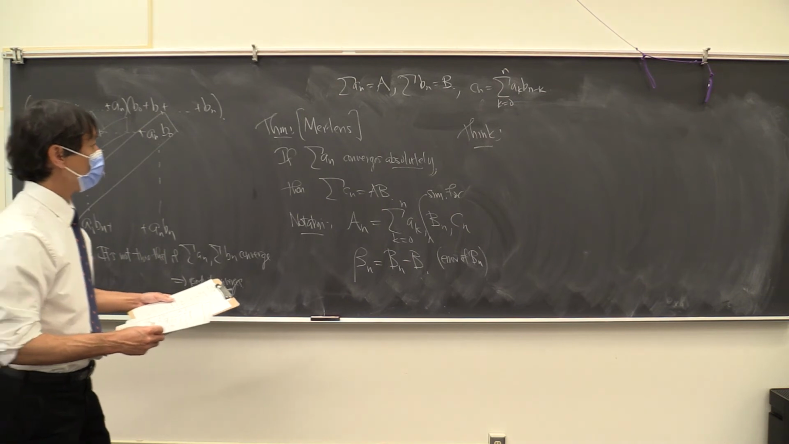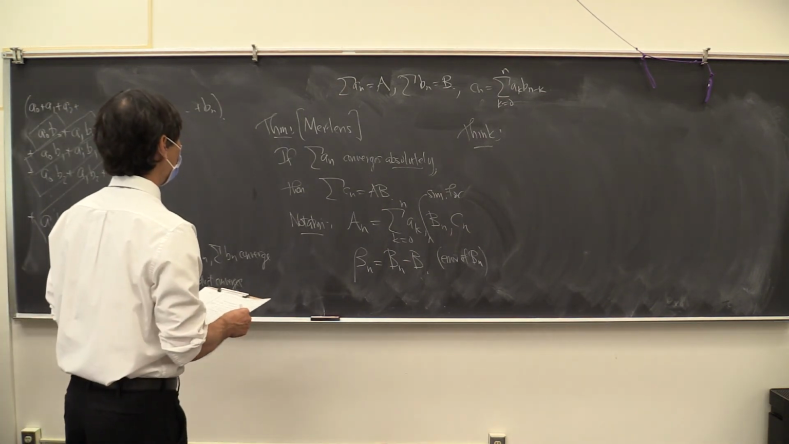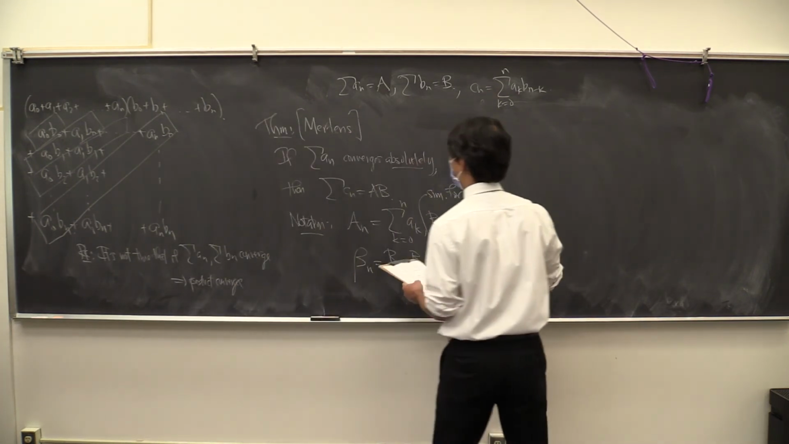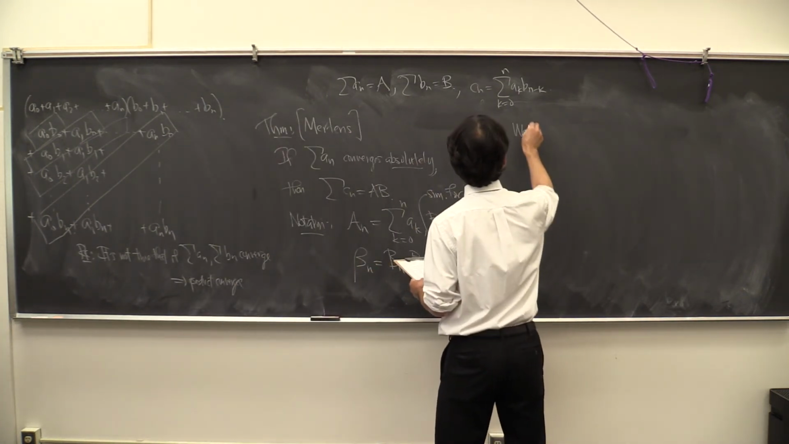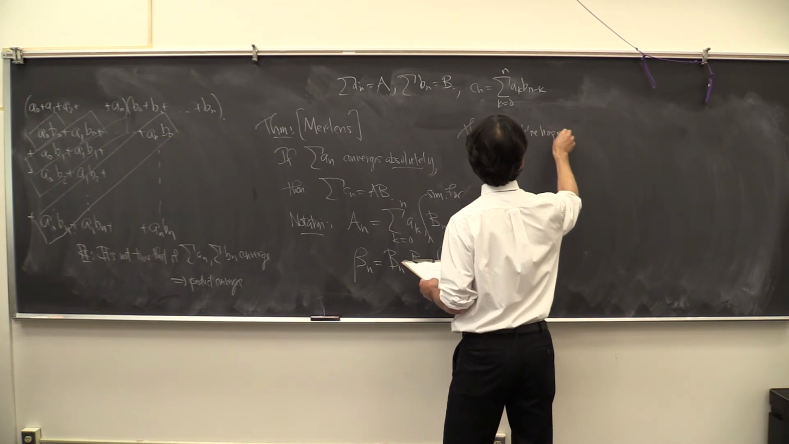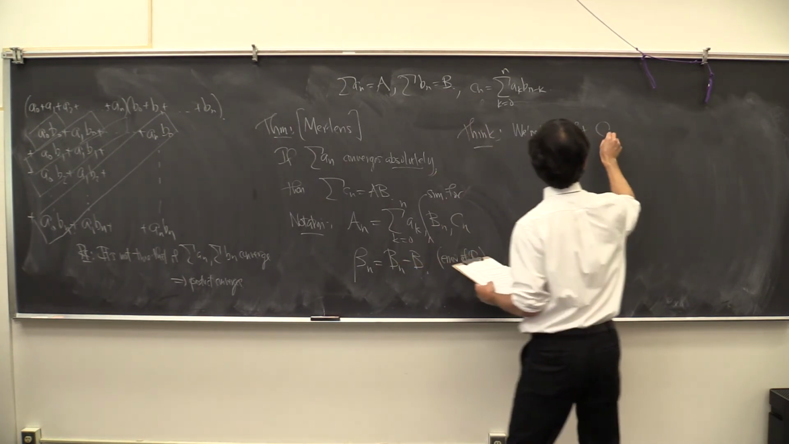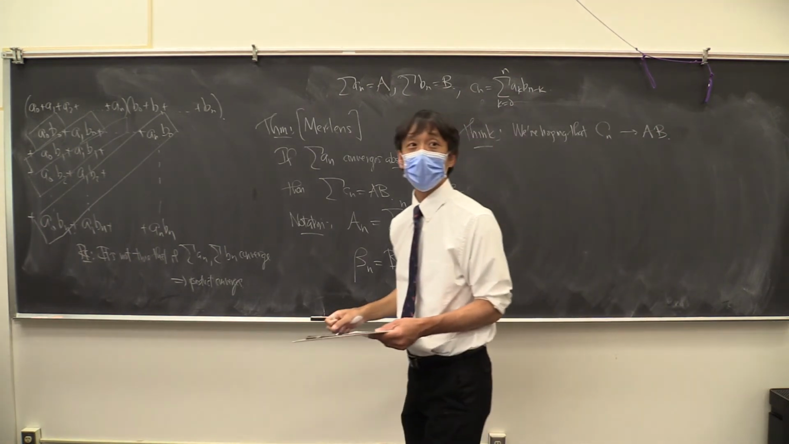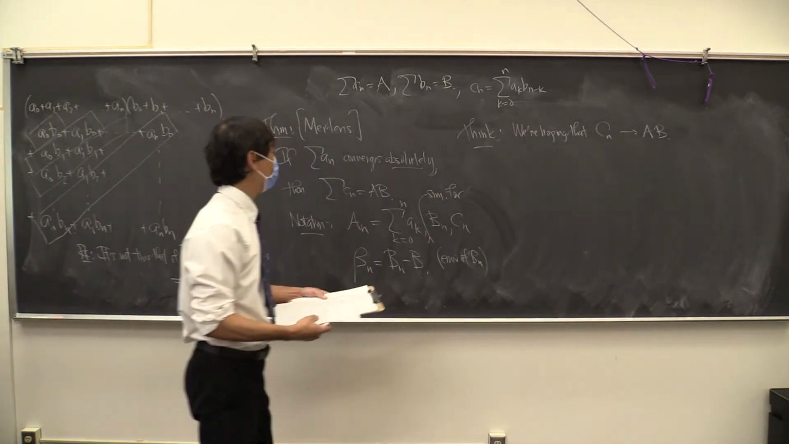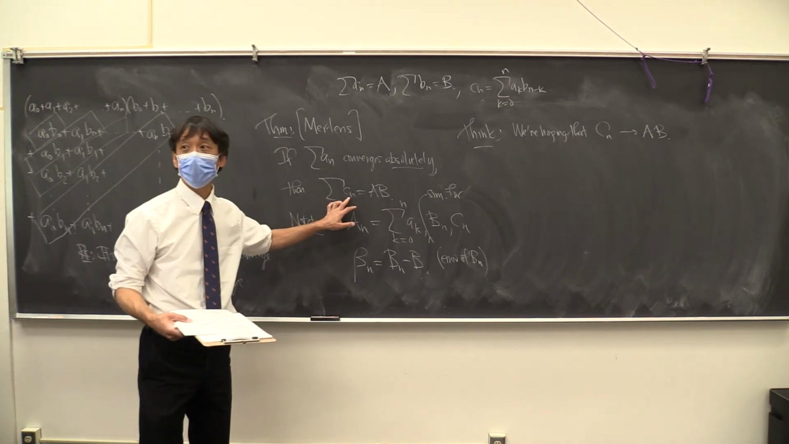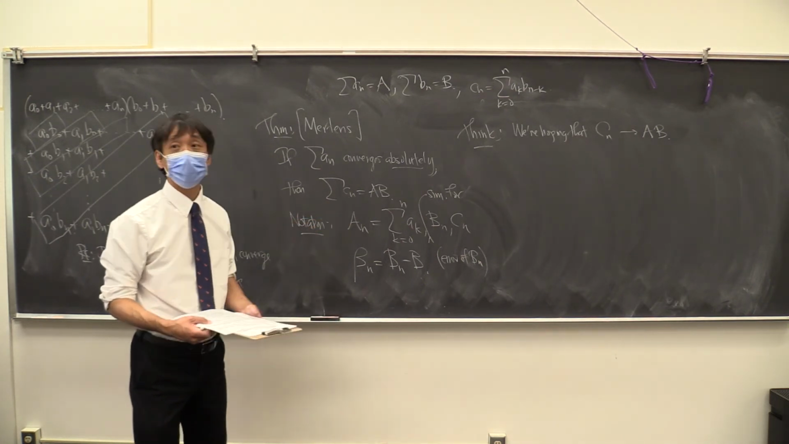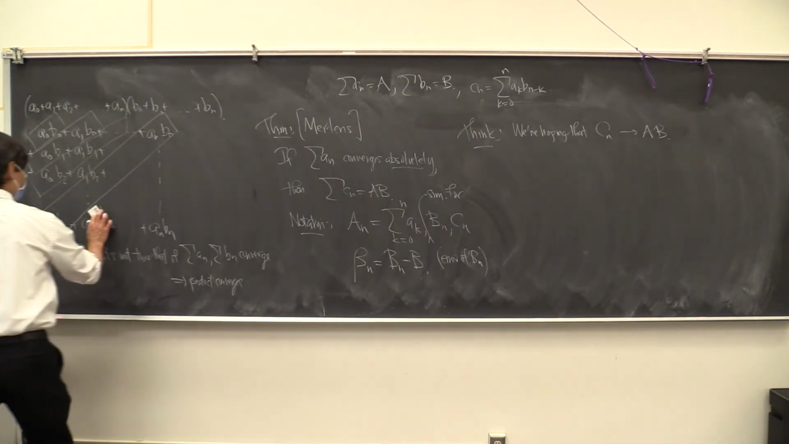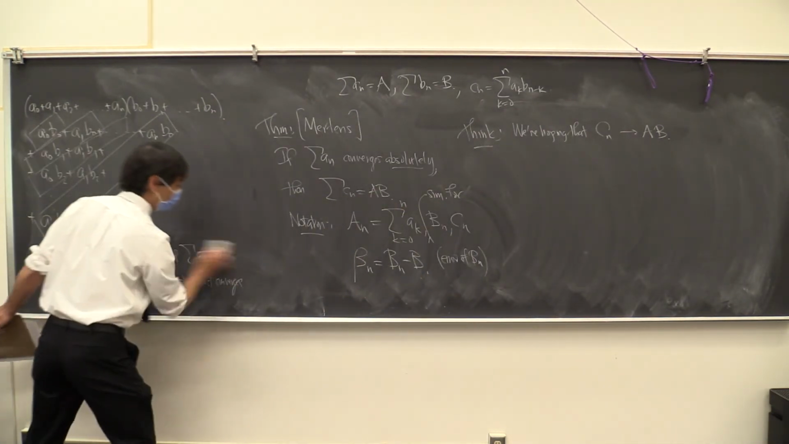Okay, so we're hoping that the C sub n's converge to AB. That's our goal: that the partial sums of the Cauchy product converge to AB. Okay, so let's think about it. Let me come back over here. Let's have this already drawn.